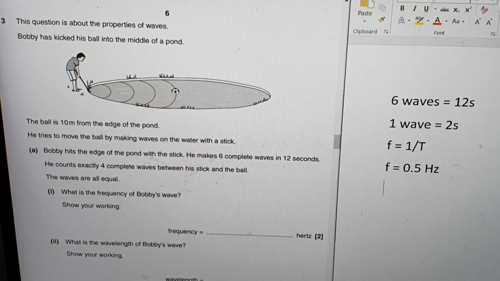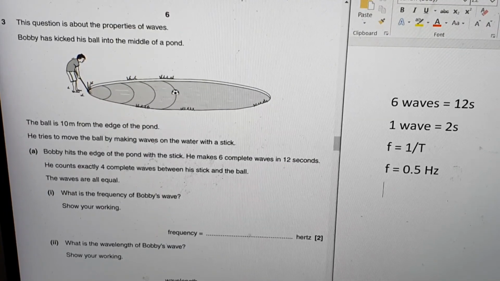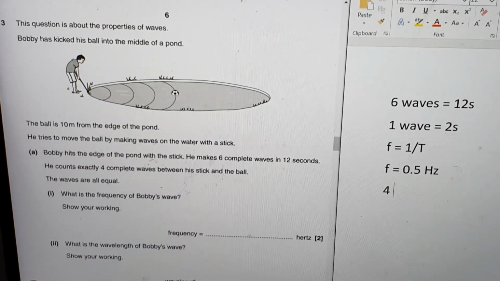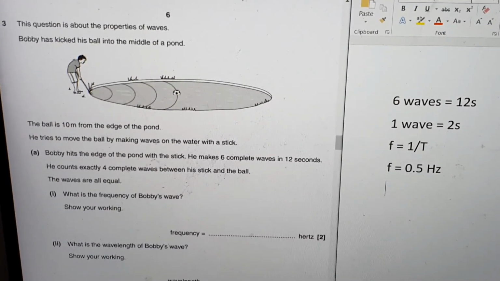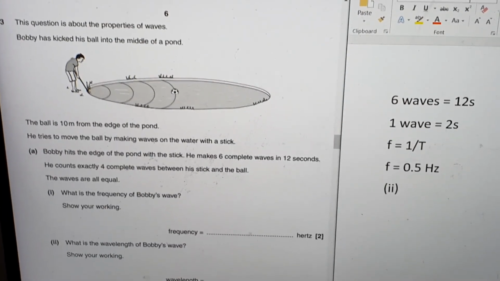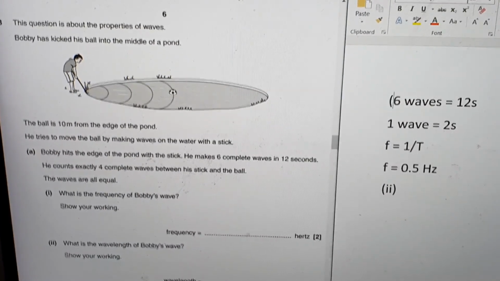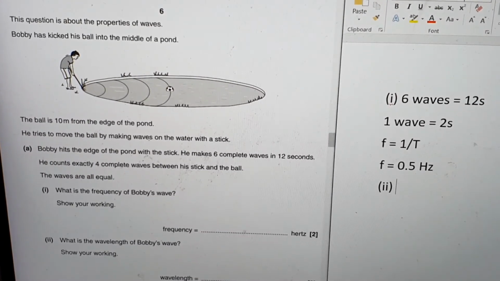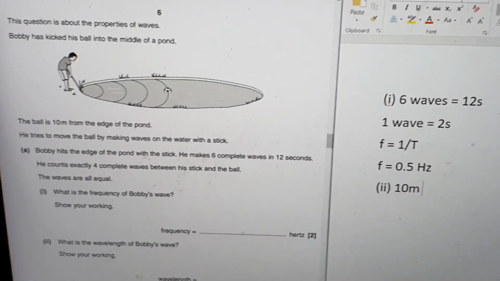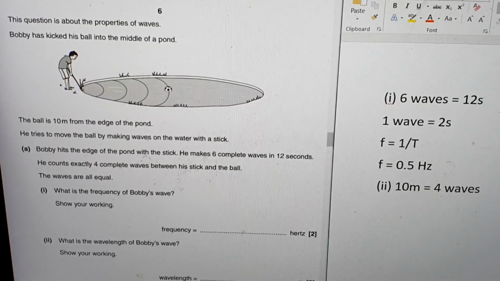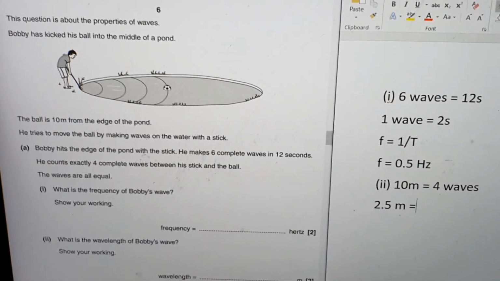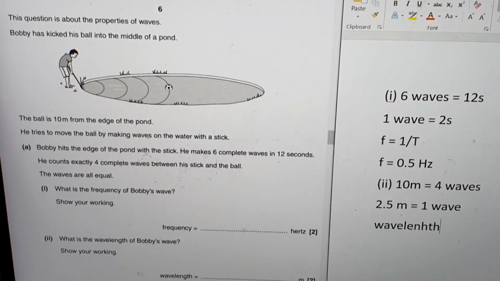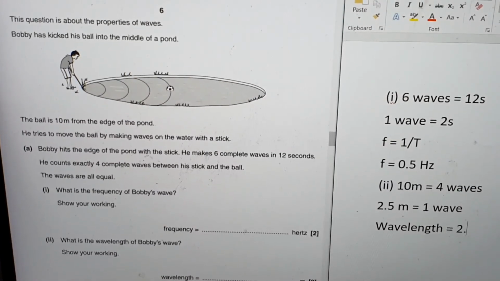What is the wavelength of Bobby's wave? Okay, so we know that the ball is 10 meters from the edge of the pond, and he counts exactly 4 complete waves. So 4 waves, let's write this. This is part 1. This is part 2. So part 2, 10 meters is equal to 4 waves. So that means 2.5 meters is equal to 1 wave. So therefore the wavelength is equal to 2.5 meters.